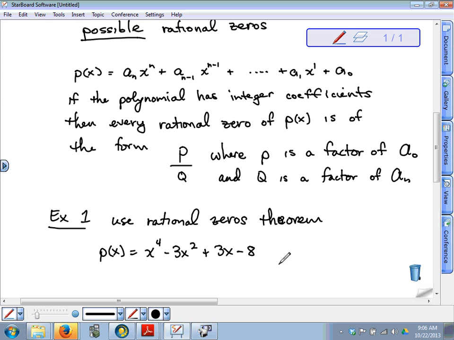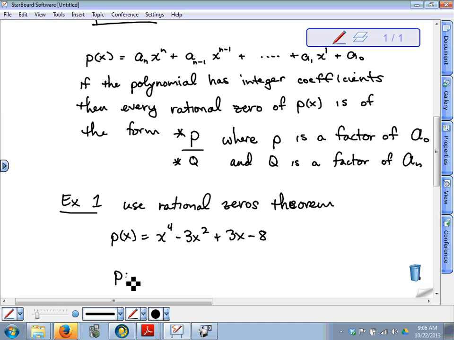The rational zeros theorem is going to give us a list of possibilities, of possible rational zeros. What we first need to do is figure out values of p and values of q. Okay, so let's start with p. According to this definition, p means factors of a sub 0, or the constant right here, -8. What are factors or numbers that divide evenly into -8?